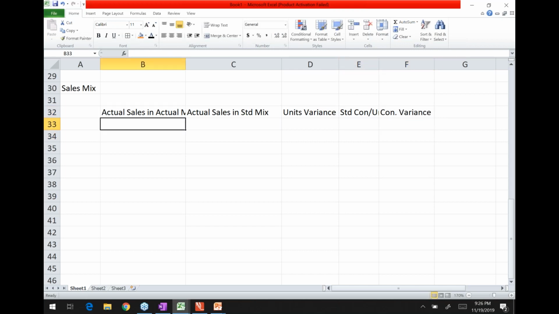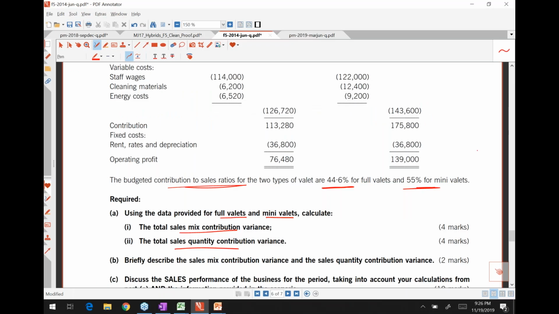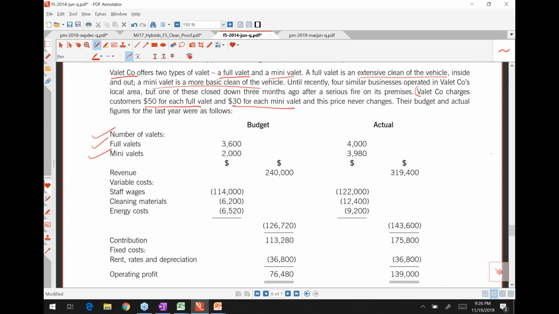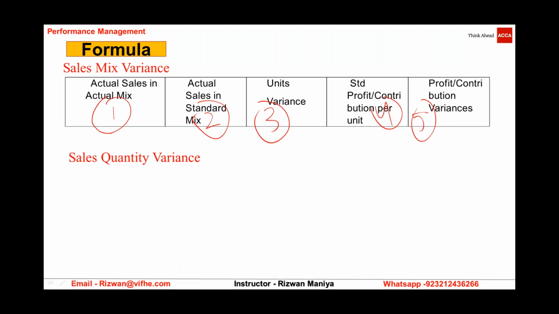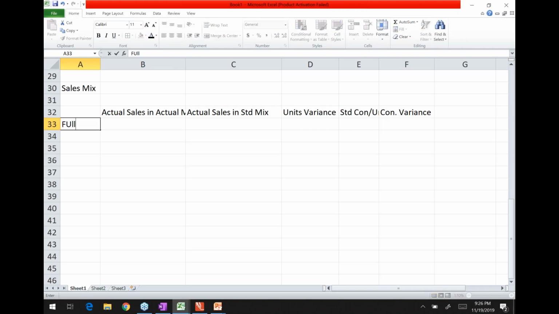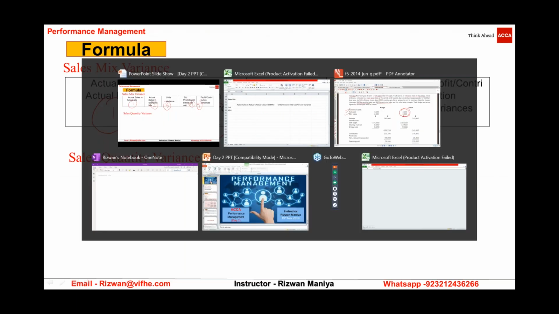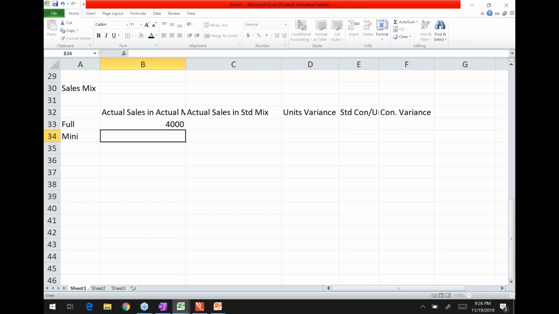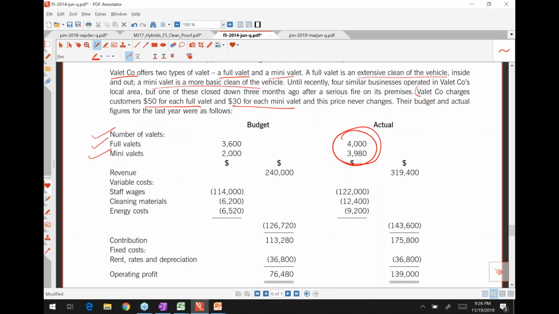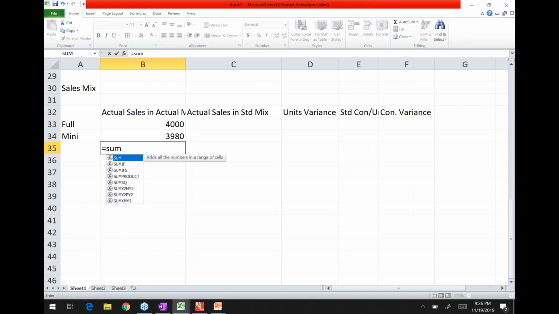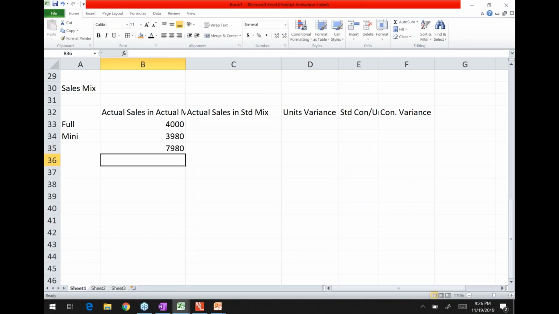Okay, now actual sales in actual mix is pretty much clear, given in the question, which is these two, full and mini valets. The figures are 4,039 and 3,980. So this is the actual number that I've used here. I hope this is clear. Let's add these two. This is 7980. Okay, so this is actual sales in actual mix.